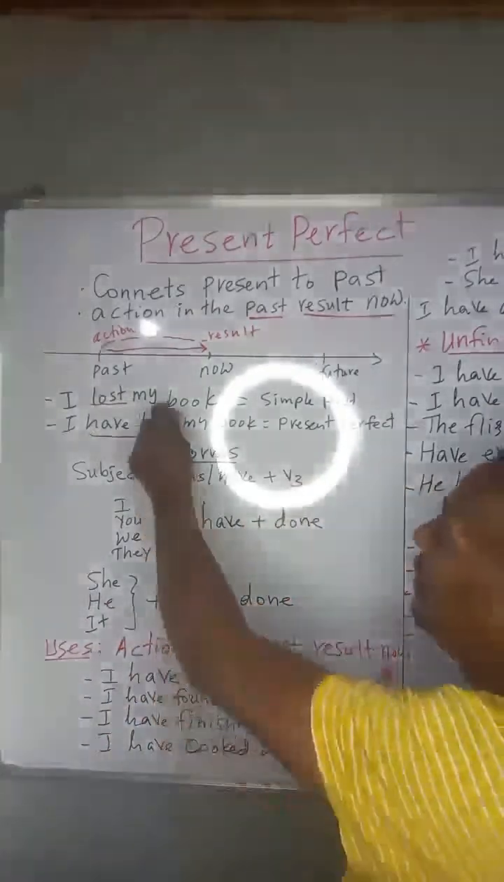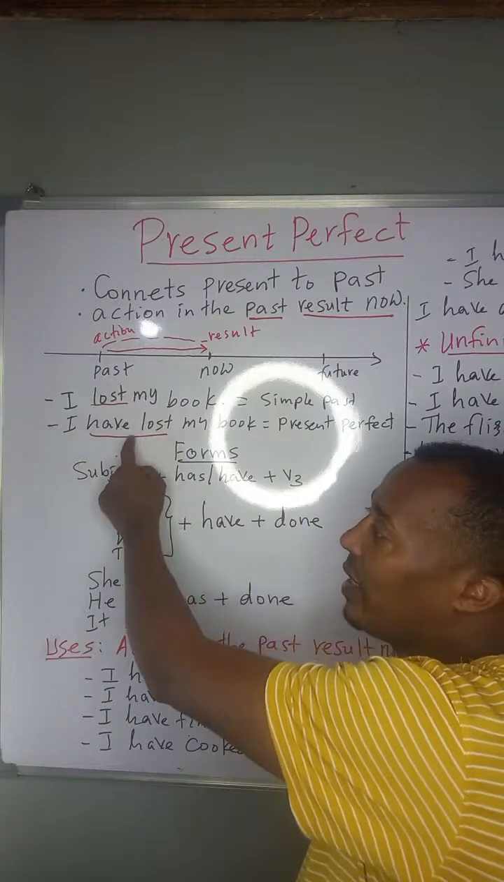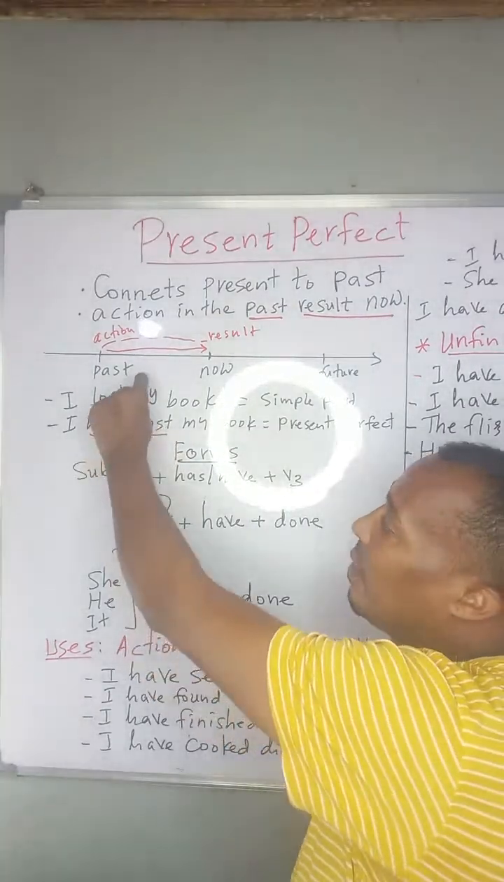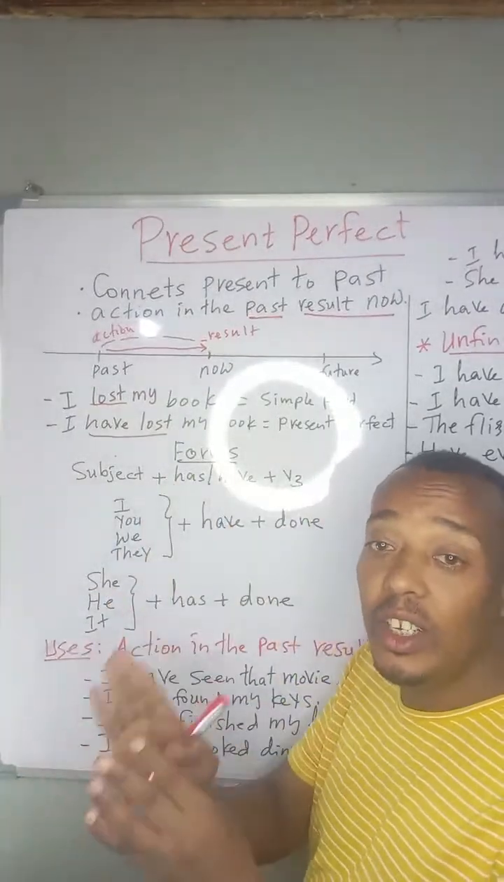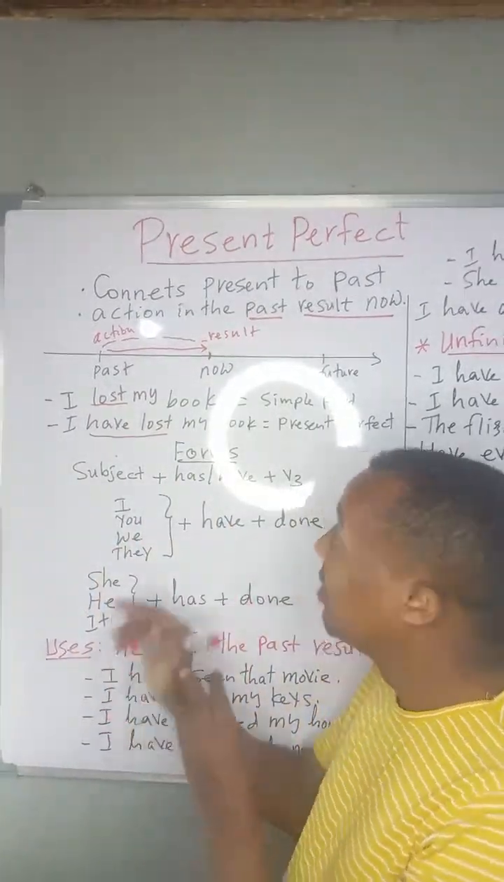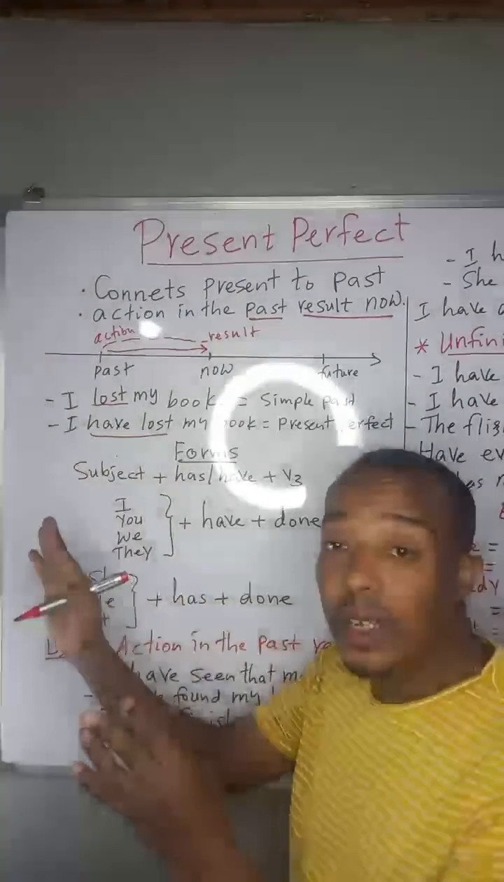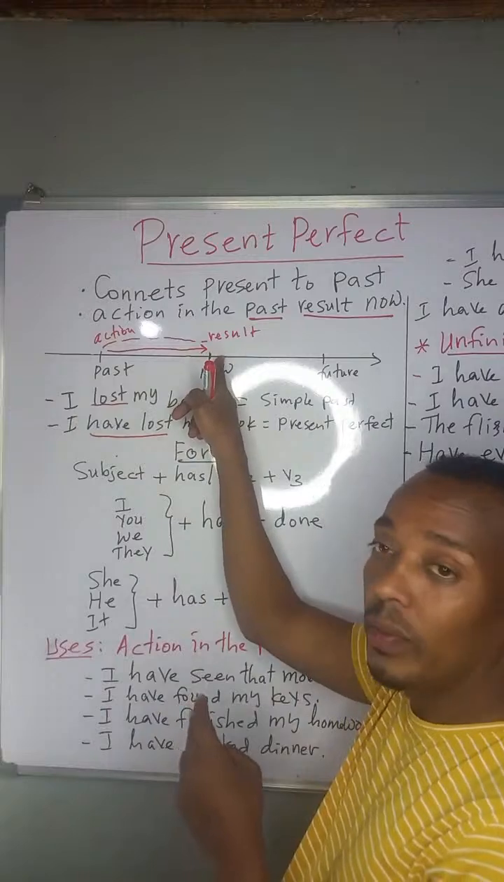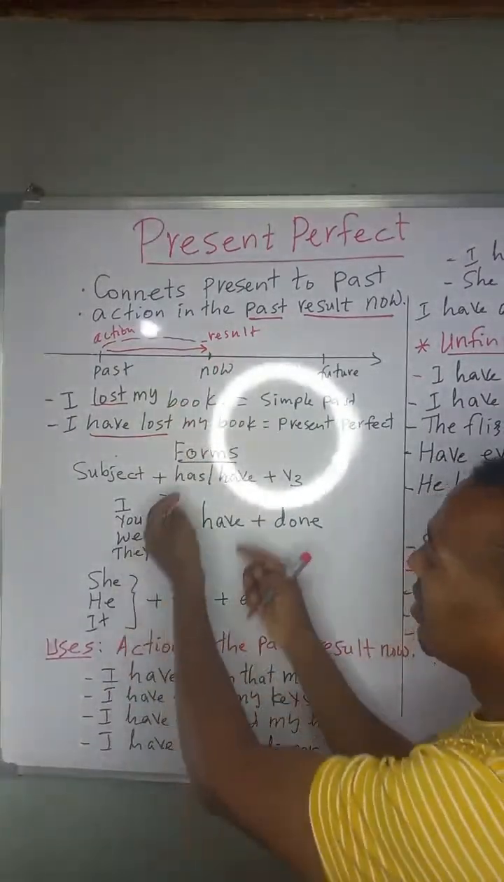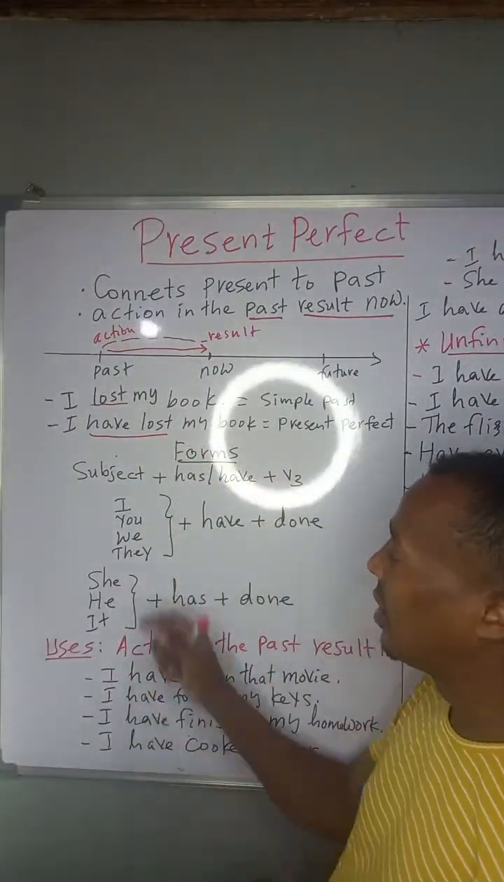So the difference between present perfect and simple past is this: simple past is something already done and finished, and it doesn't have any relationship with the present time. But with present perfect tense, an action happened in the past and the result is seen now. Let us see here the forms of present perfect tense.